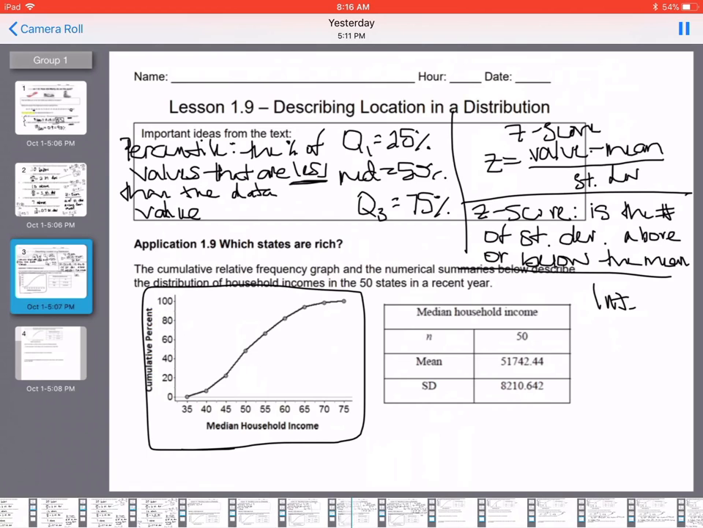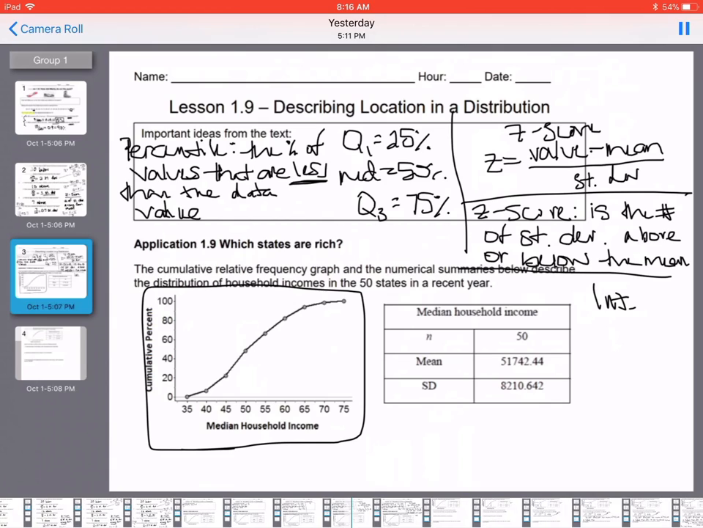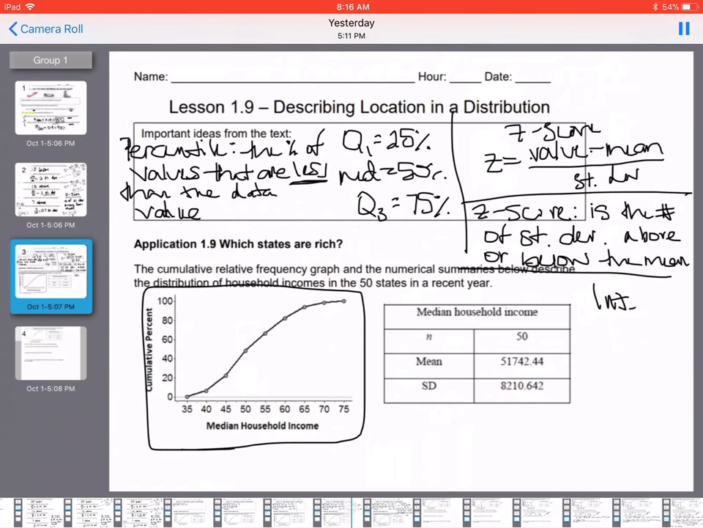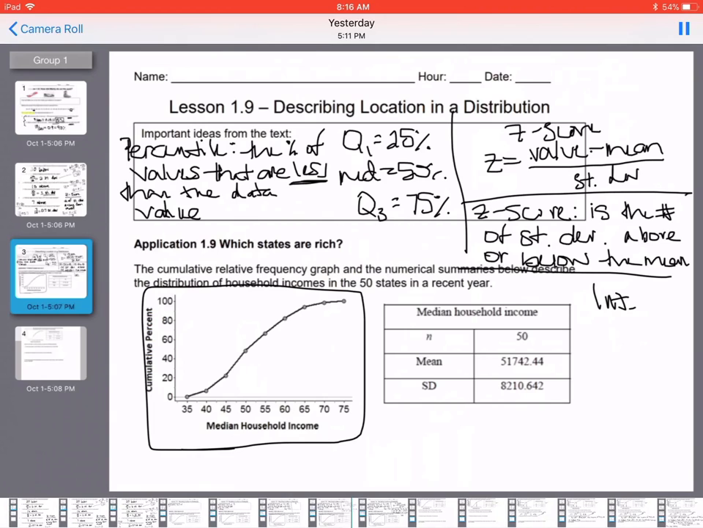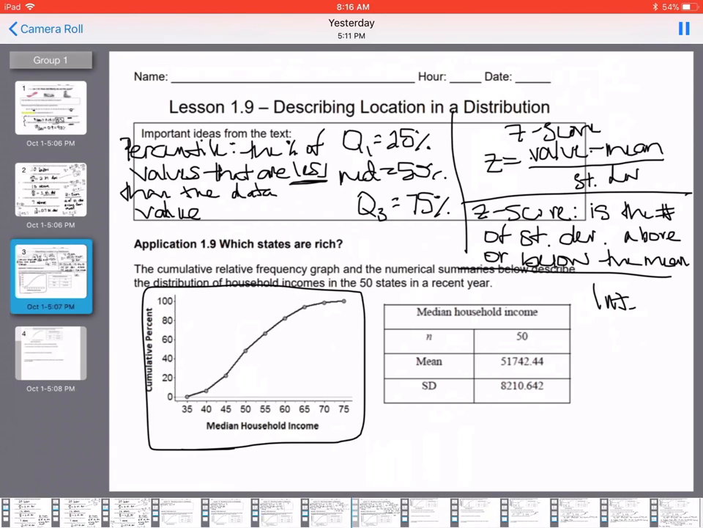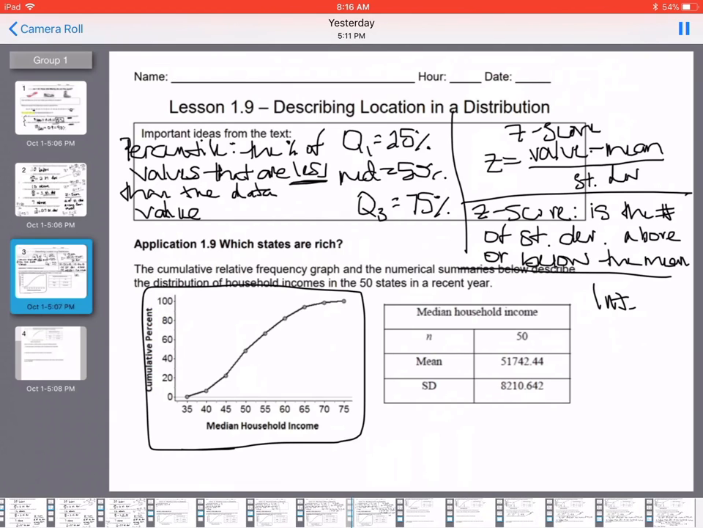If they ask you to interpret the z-score, you would say whatever it is, 3 standard deviations above or below the mean. So if it's a -3, you would say the z-score is 3 standard deviations below the mean of whatever it is, the test scores or whatever.